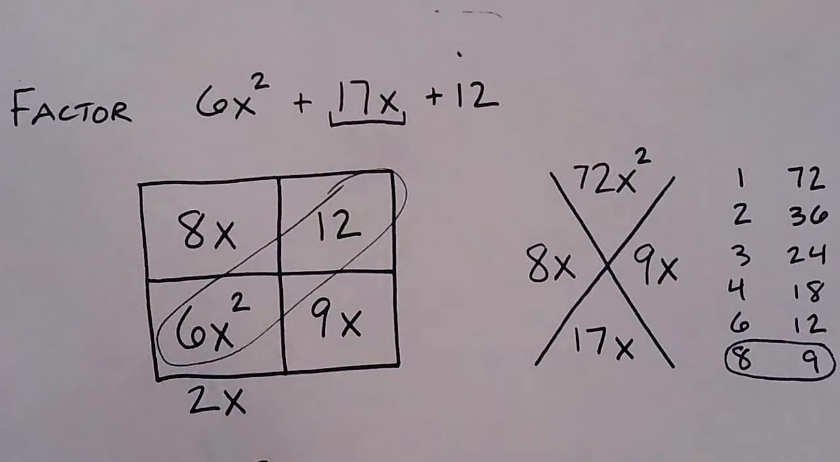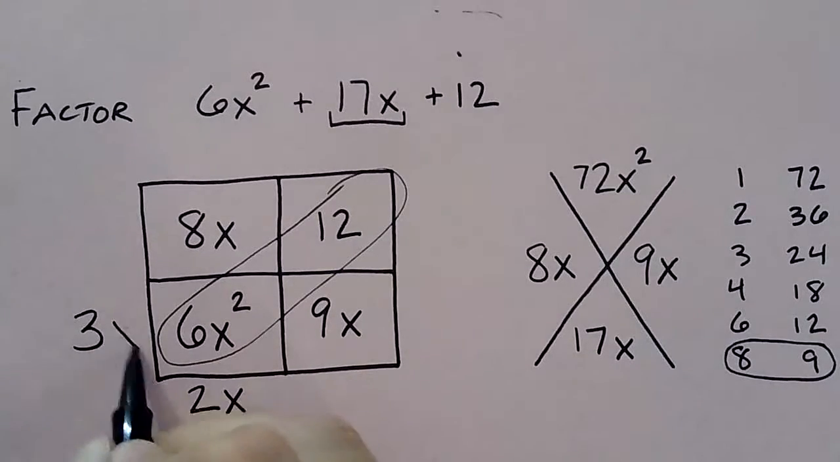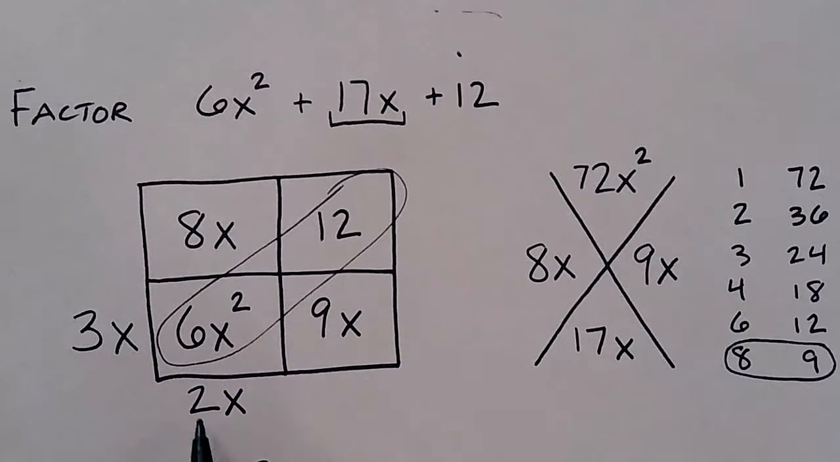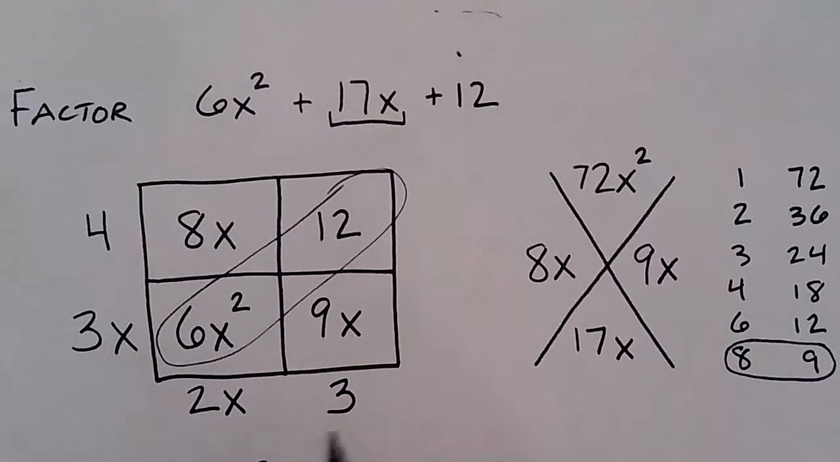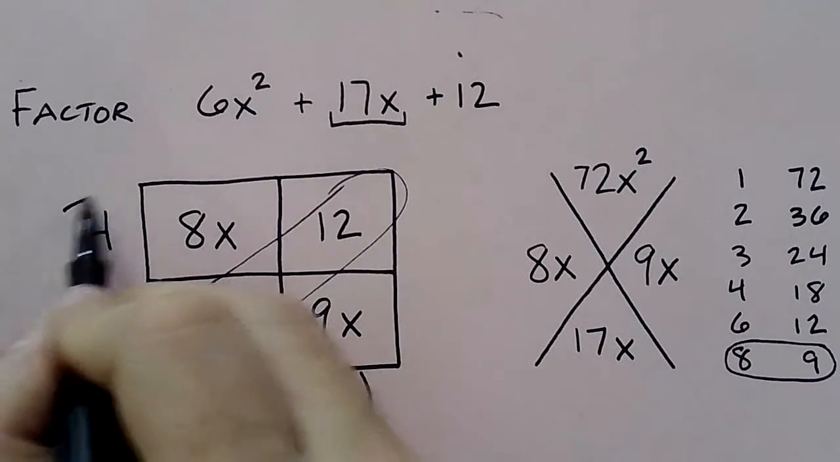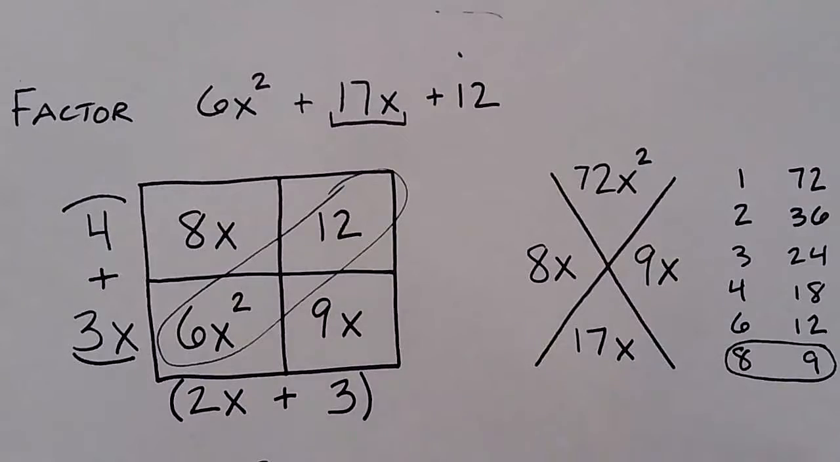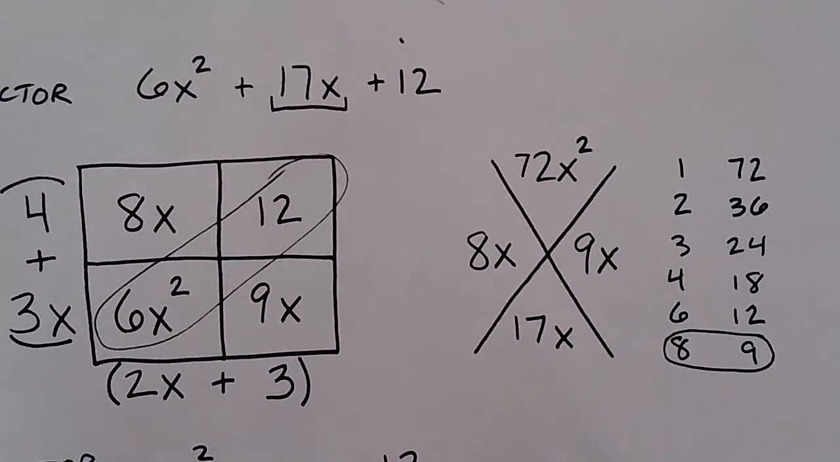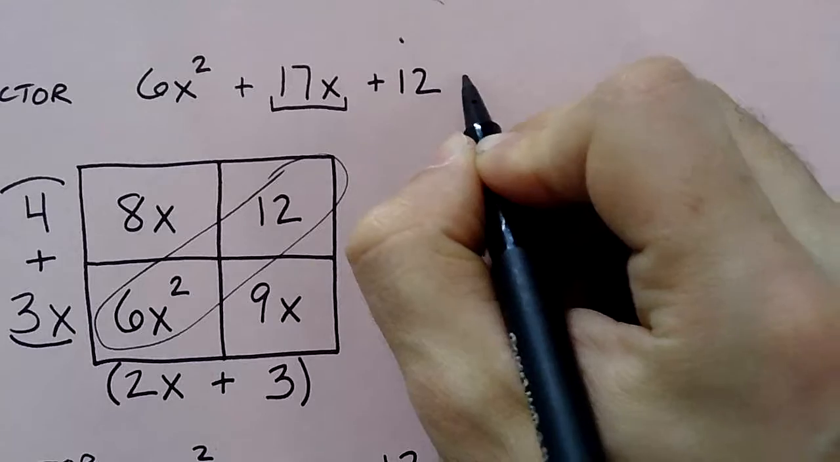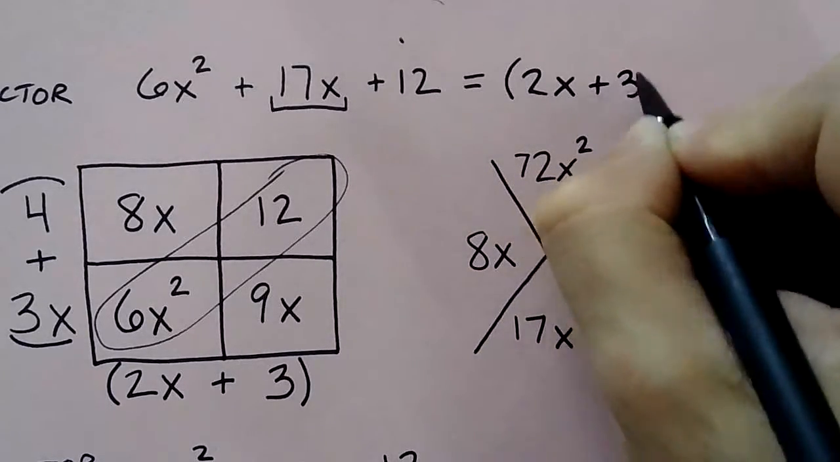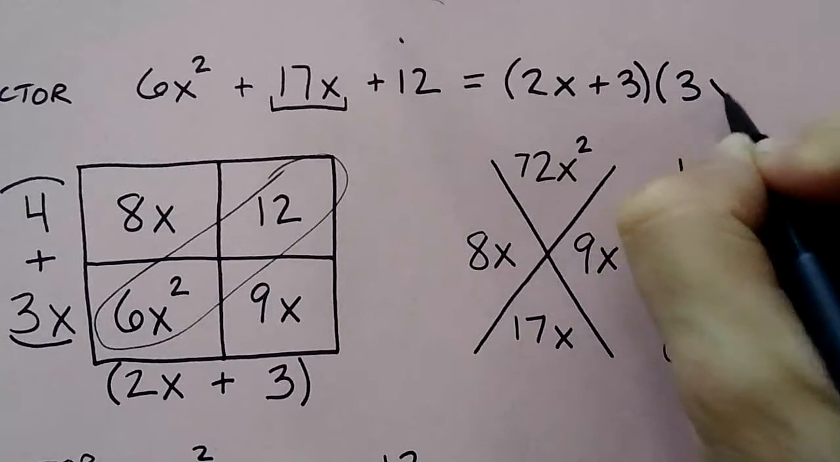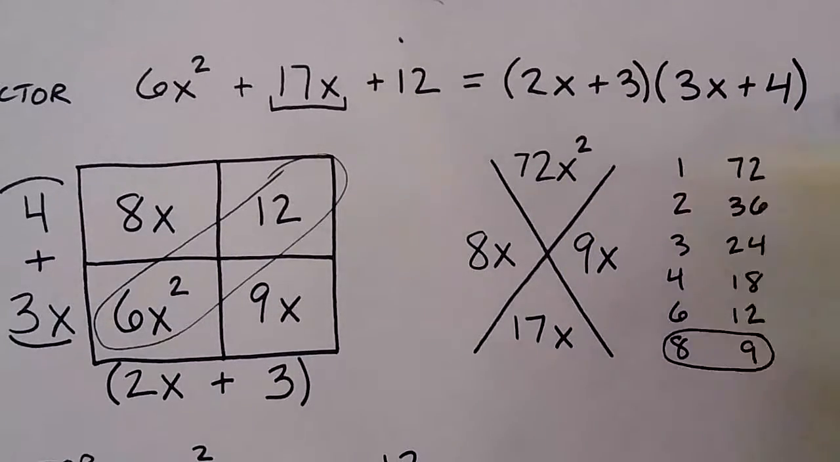2x times what makes 6x squared? 3x. 2x times 4 makes 8x. And 4 times 3 makes 12. Giving me my dimensions of my generic rectangle, or my factors of my factored form. So 6x squared plus 17x plus 12 is equal to 2x plus 3 and 3x plus 4.